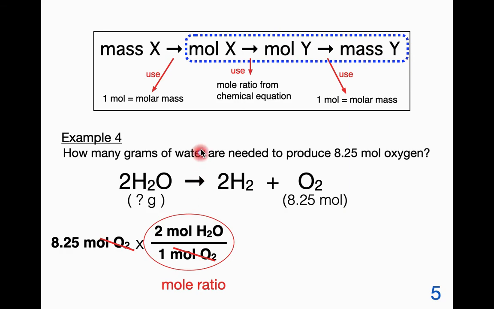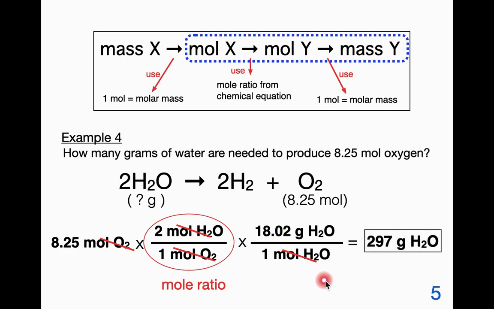Okay, now that would take us from moles of oxygen to moles of water, but we want mass of water. So we need one more step here. 1 mole of water is the molar mass of 18.02 grams. Moles of water go in the denominator to cancel out. So 8.25 times 2 times 18.02 gives us 297 grams of water. 3 sig figs.